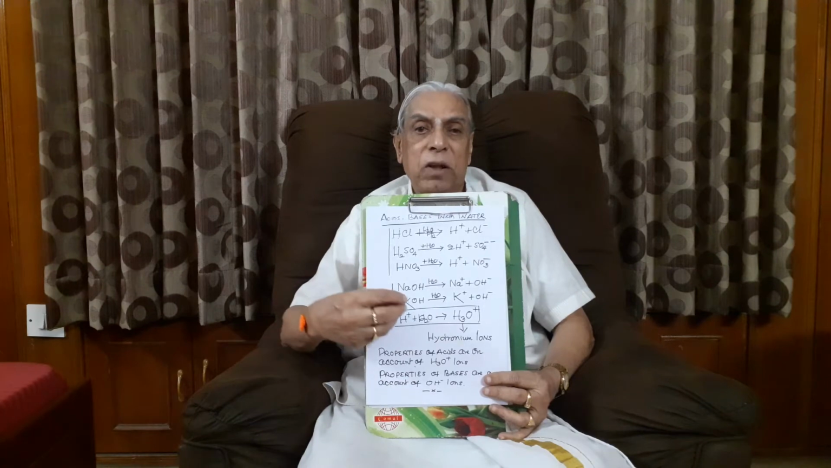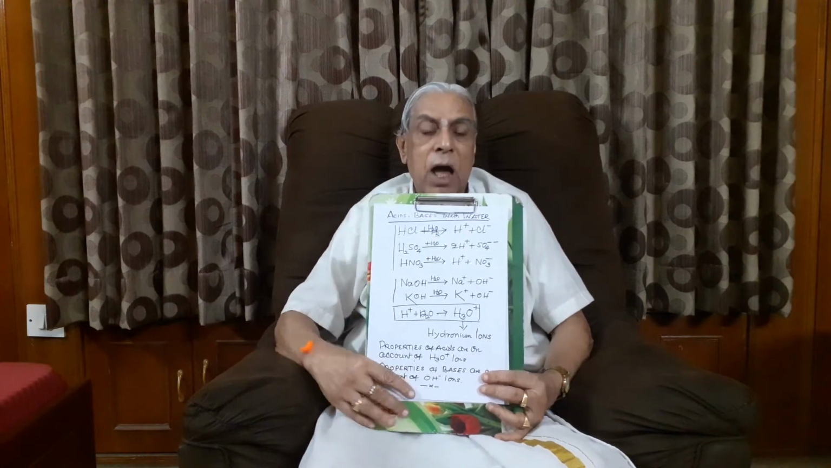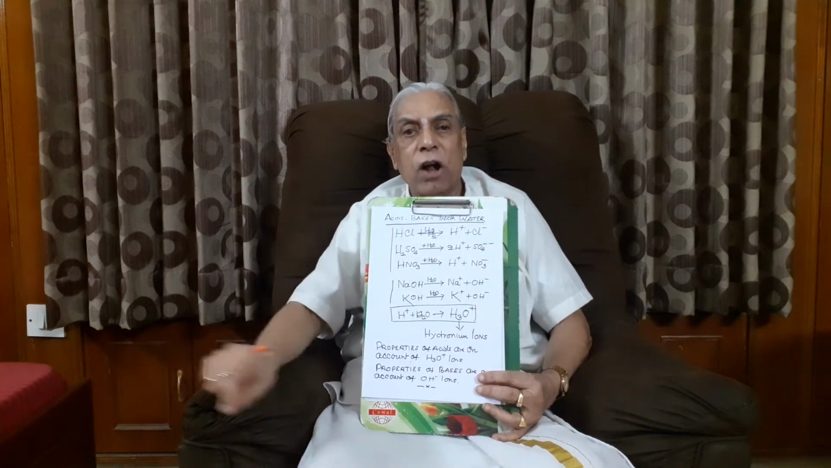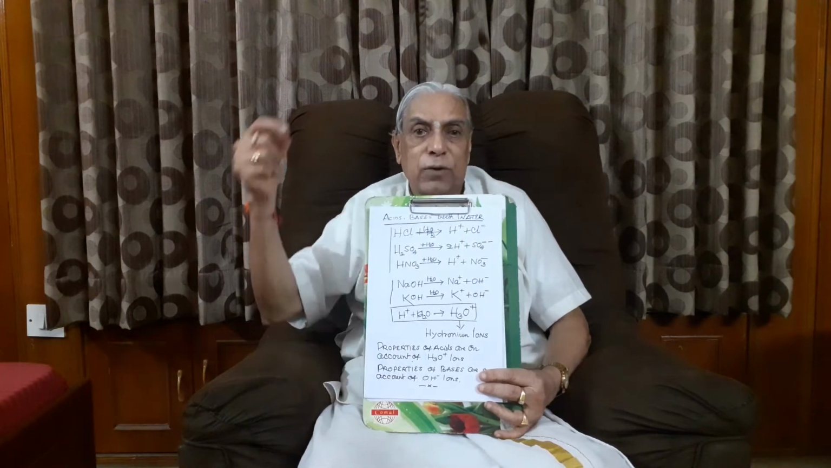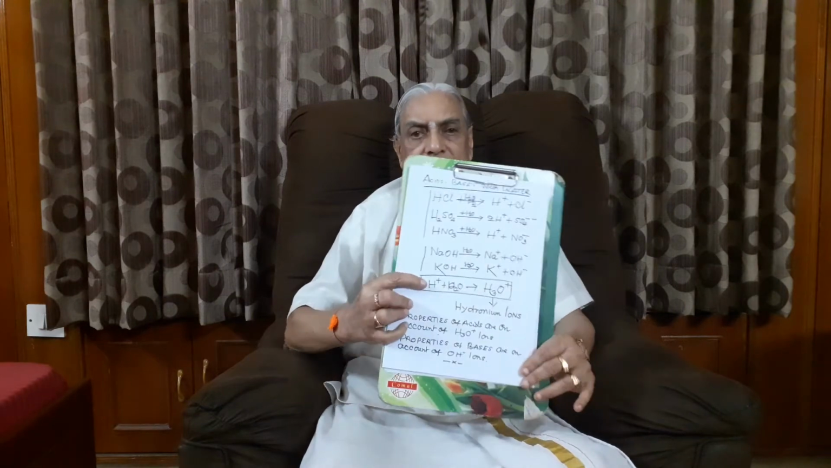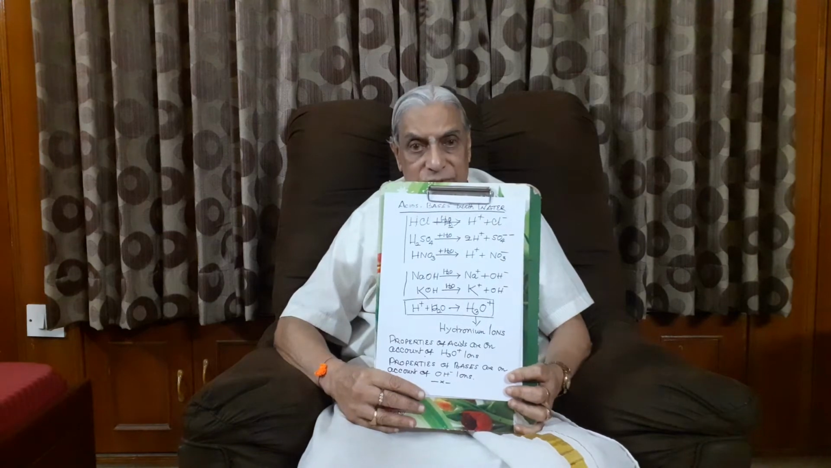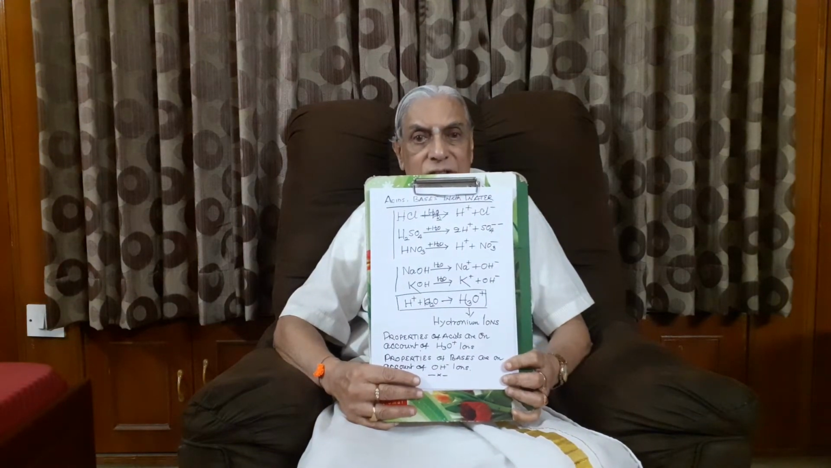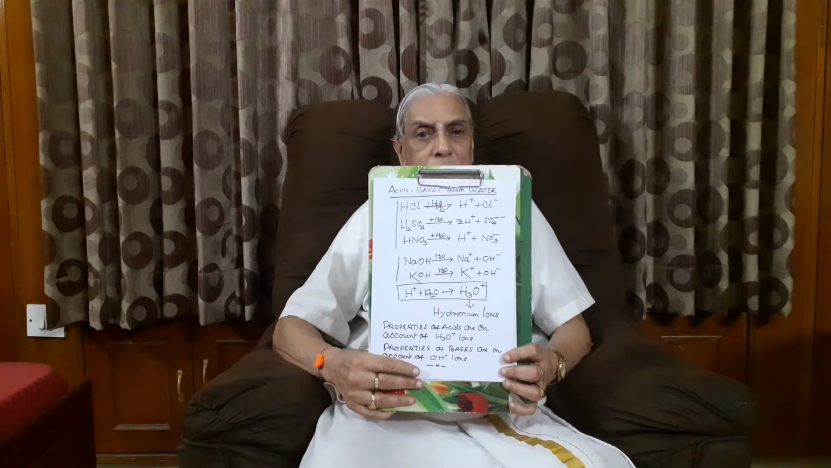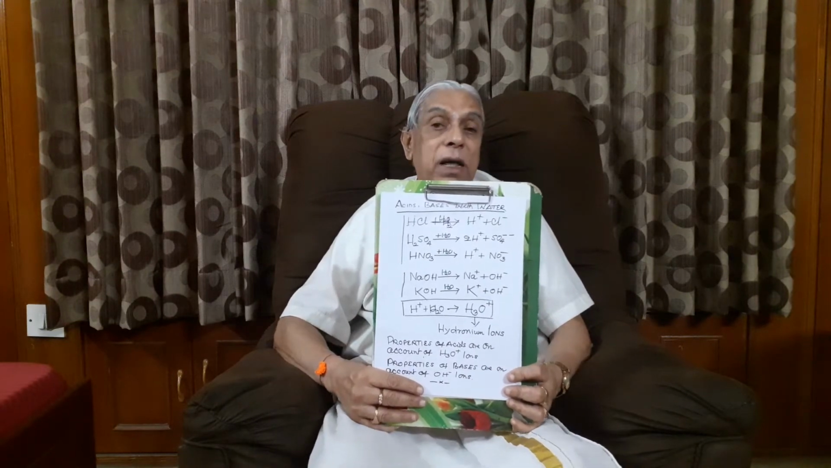And H plus ions are produced in common. You see that one. And this H plus ion will not remain as H plus ion. It fuses with a water molecule H2O to form H3O plus. H plus ion plus H2O gives H3O plus. That is called hydronium ions. H3O plus is called hydronium ions.